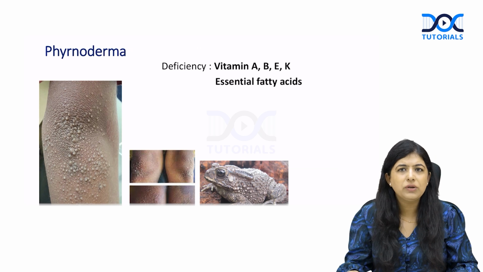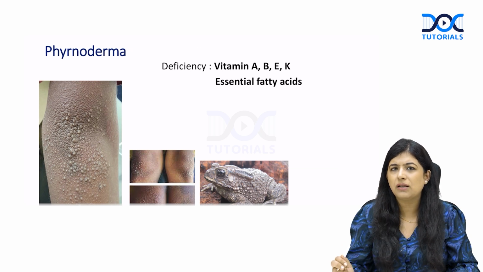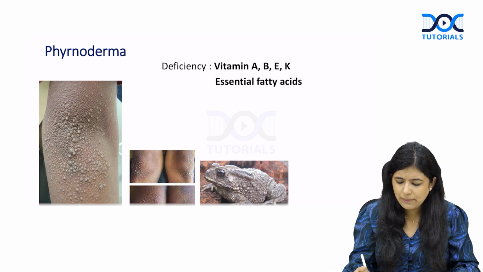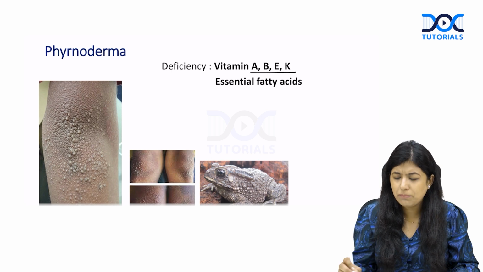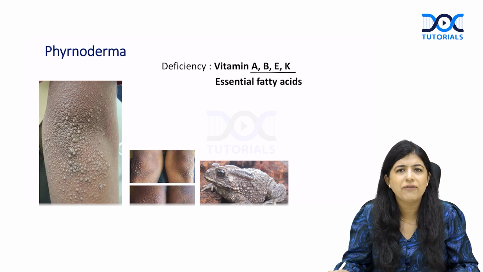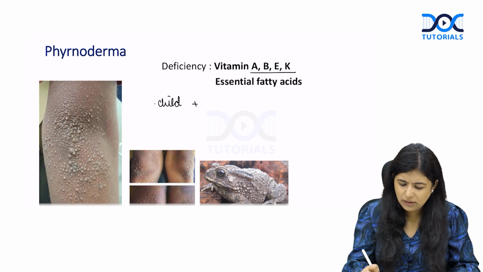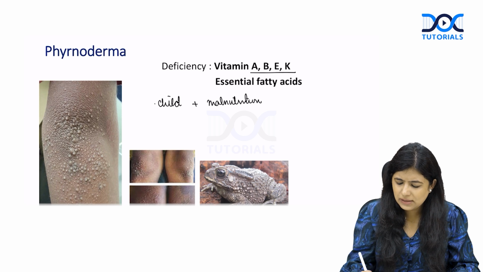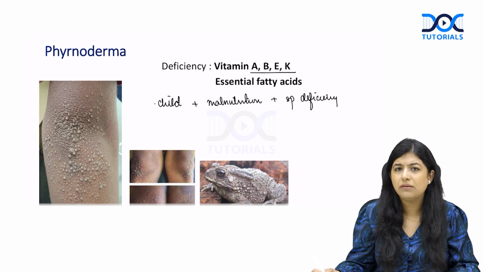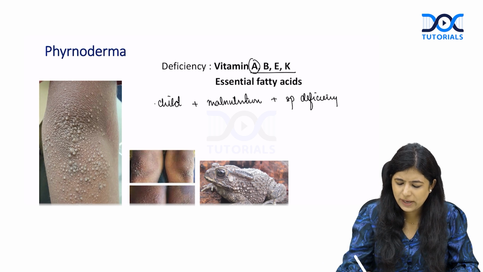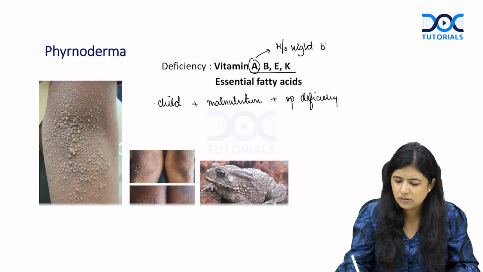Now coming to Phrynoderma, which is very important, has been asked twice in the last 5 years of the NEET PG exam, happens due to deficiency of vitamins A, B, E, K, as well as certain fatty acids. Now, common age group where you see this is a child who may be having features of malnutrition as well as there may be specific deficiency as well in the child, especially when it comes to vitamin A. So there could be a history of night blindness or difficulty of seeing things at night.